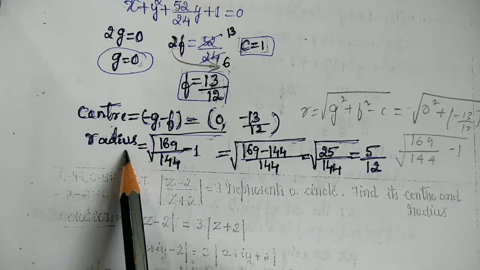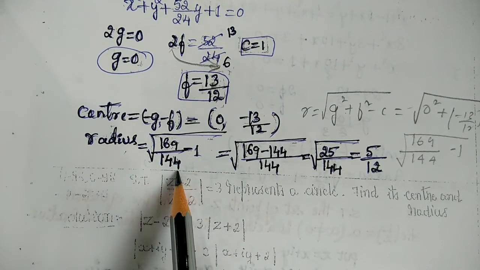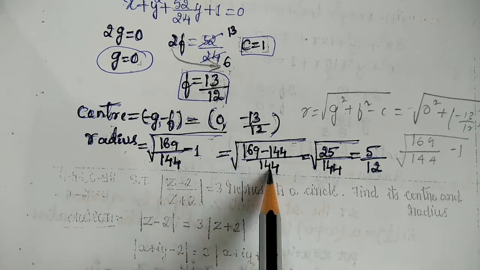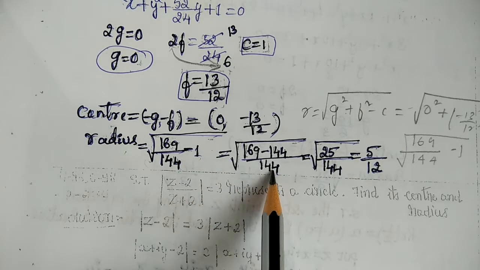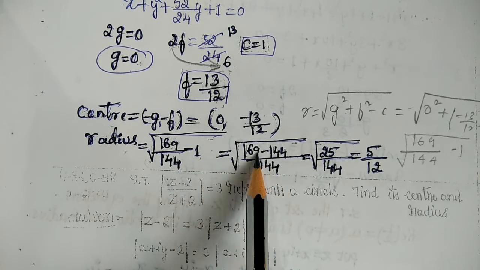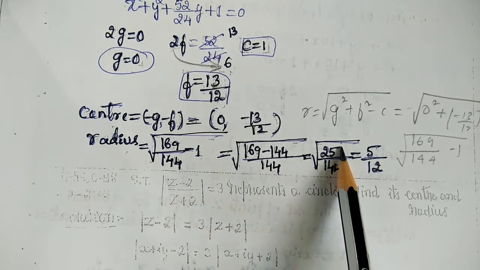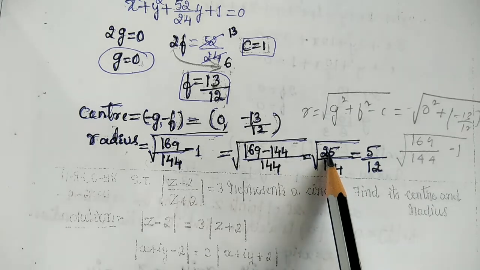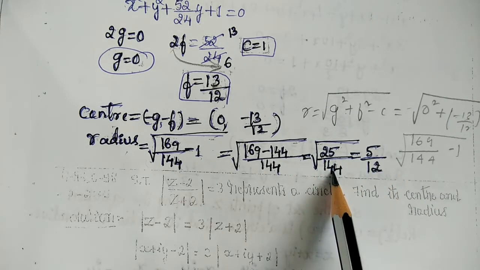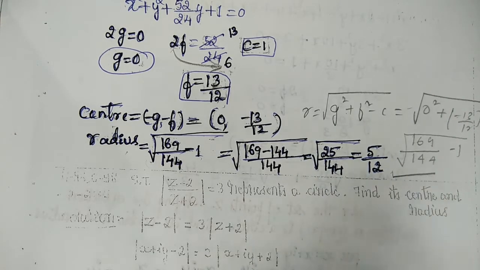So the radius is equal to square root of 169 by 144 minus 1. Taking 144 as the LCM, we get 169 minus 144, which is 25, so 25 by 144. The square root of 25 is 5, the square root of 144 is 12. So therefore the radius is 5 by 12.